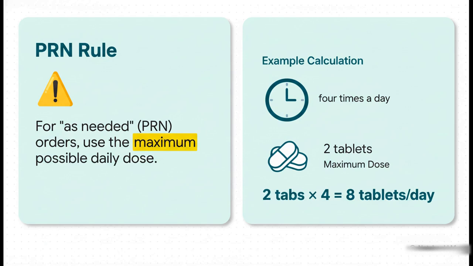We have to make sure they have enough medication if they have a really bad day and need to take the full amount allowed. So in this example, the SIG says 1 to 2 tablets every 6 hours. We use the max, which is 2 tablets. And since there are 4 6-hour chunks in a 24-hour day, the max daily dose is 2 times 4, which is 8 tablets per day.